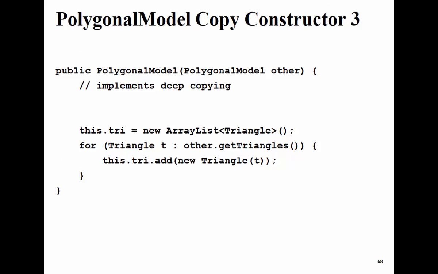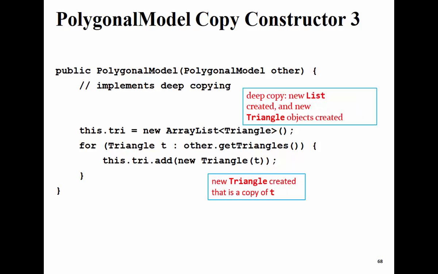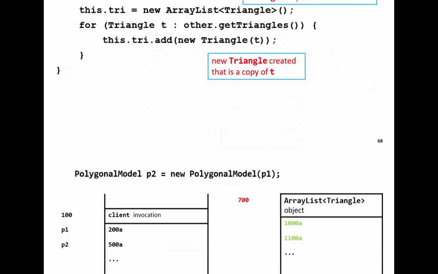Here is the polygon example. We have created a new array list to do a deep copy, and we loop through the elements. For each triangle, we create a new triangle using the copy constructor of the triangle object. So we create a copy of the array list and a copy of each triangle.